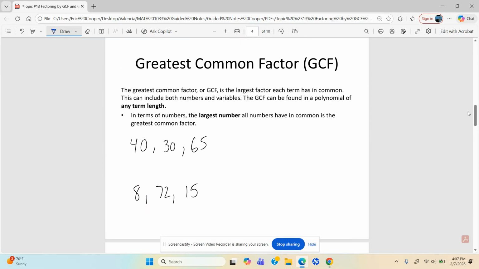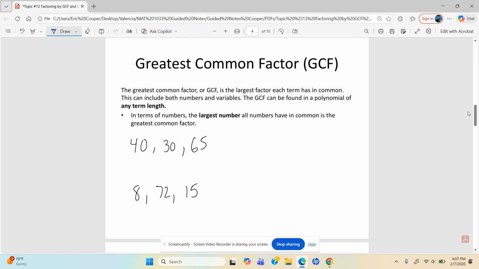The greatest common factor, or GCF, is the largest factor each term has in common. They can include both numbers and variables. The GCF can be found in a polynomial of any term length. So that means whether the polynomial has 2, 3, 4, or 10 terms, we can always look for a GCF. That's not the case with all the other types of factoring. GCF is the only one where it does not matter how many terms are in the polynomial.